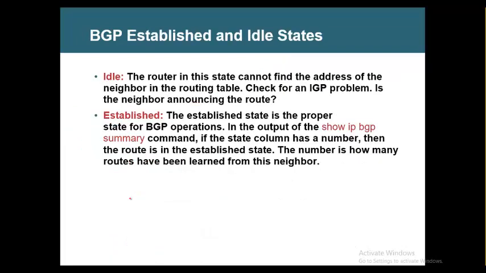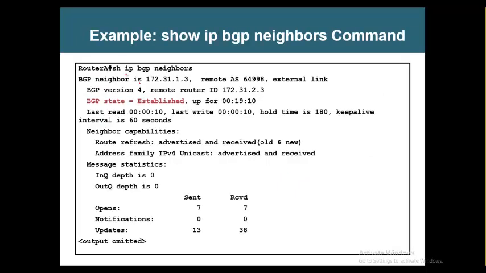So that's what you see here, idle state, when there is no route in the routing table. When you type show IP BGP summary, in the state and prefix received column, if you see a number, at least a 0, it means the neighbor is established. If you see active or idle, not good, you need to troubleshoot. Or you can also type the command show IP BGP neighbor and you will see the state.